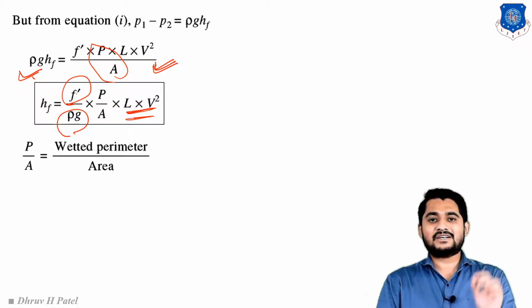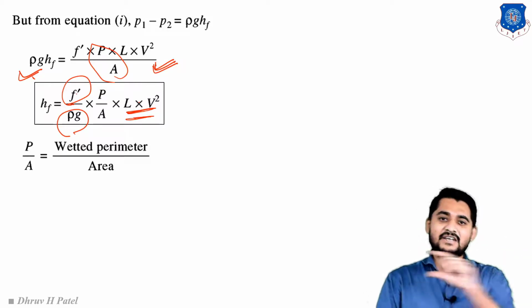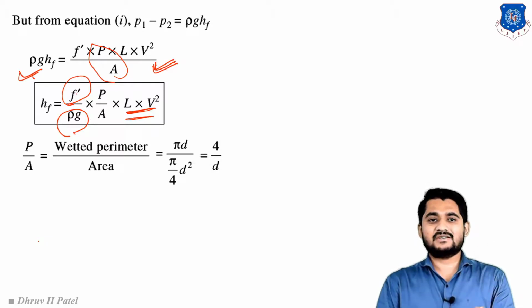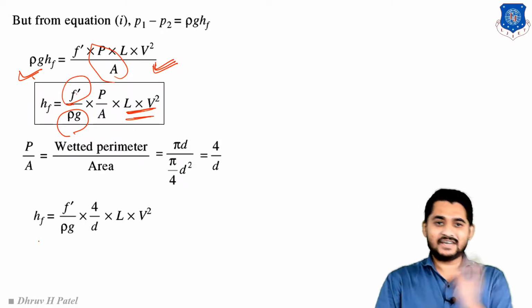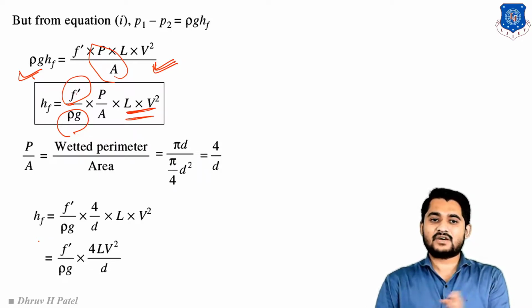So next one is our P by A ratio. Here P is wetted perimeter and A is cross-sectional area. For the L length and D diameter pipe, wetted perimeter will be pi into D and cross-sectional area will be pi by 4 D square. So after solving this, P by A ratio will be 4 by D. So in the above equation, we can put P by A is equal to 4 by D. So let us put it. HF is equal to F dash by rho G as it is, instead of P by A we can write 4 by D into L into V square. So let us rearrange the terms. So we can write F dash by rho G as it is, 4 L V square divided by D.